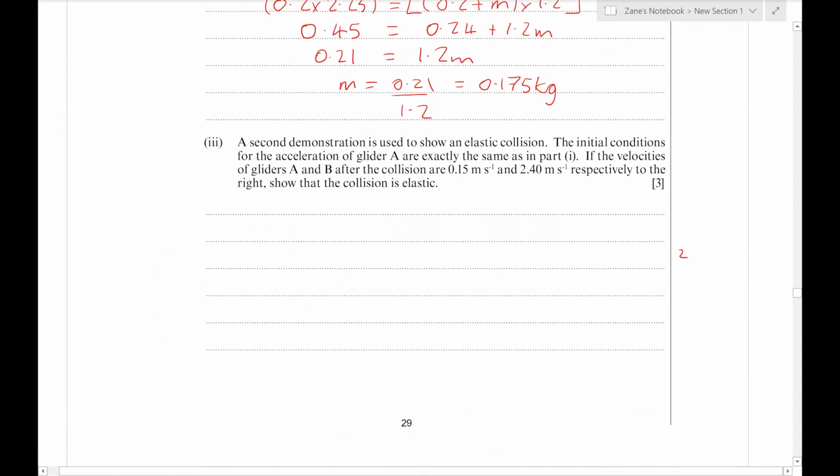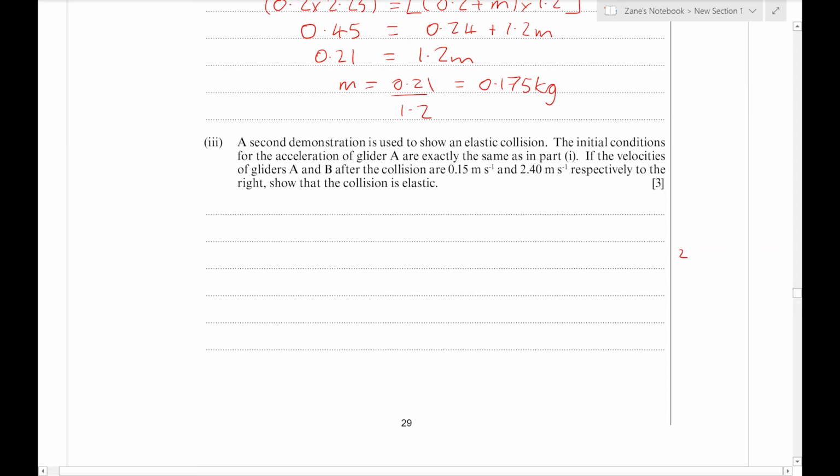In the next part of the question, we're asked to show, in a different collision where the velocities of A and B are separately 0.15 and 2.4 meters per second after the collision, but the initial conditions were the same, that the collision is elastic. Well, with an elastic collision there's no loss of kinetic energy.